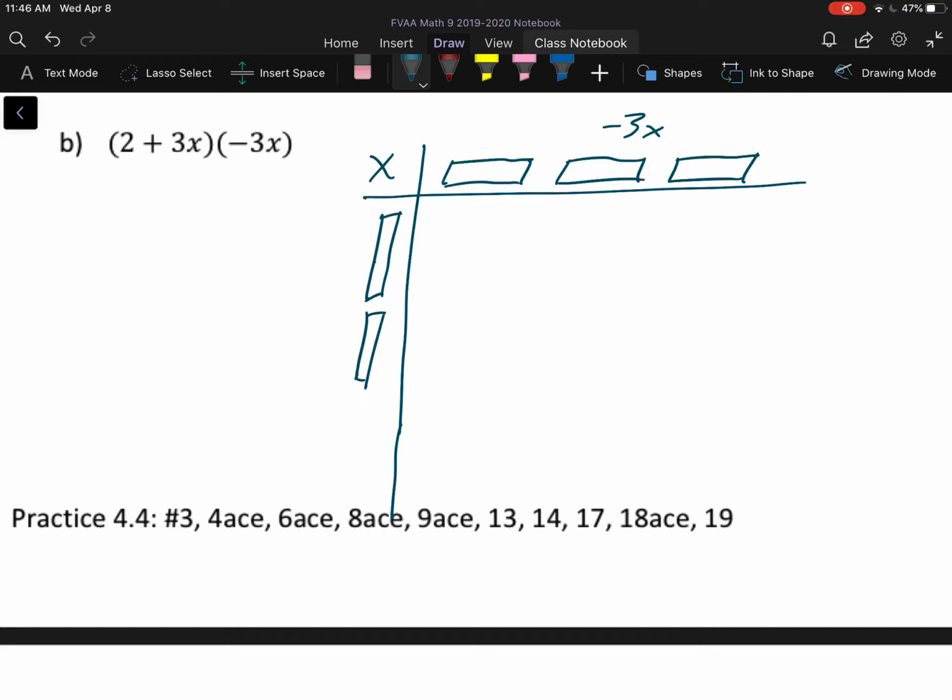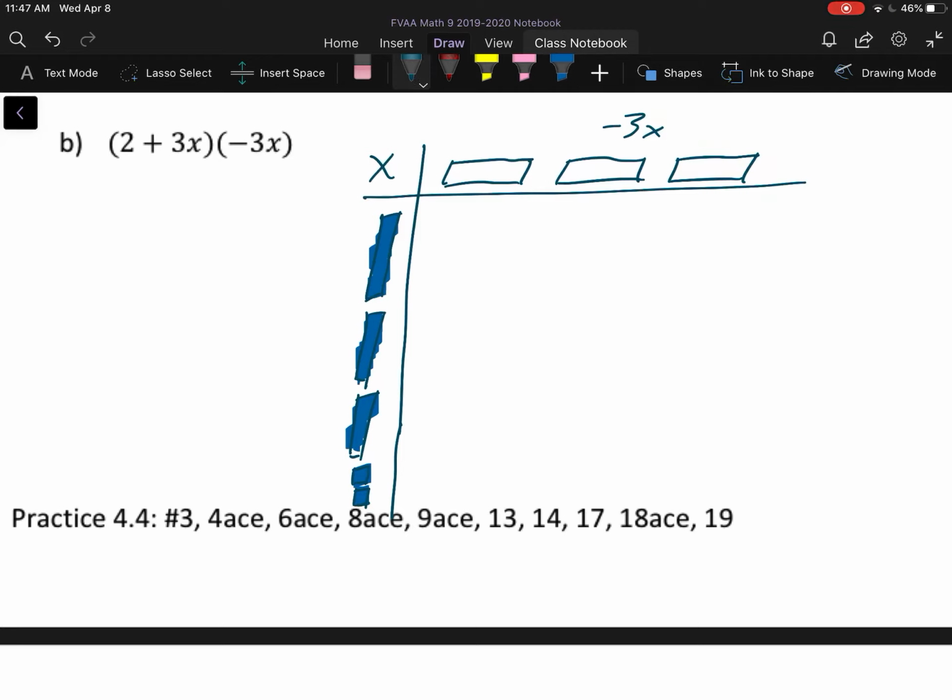1, 2, and then positive 2. 1, 2, 3, 1, 2. And shade these in. I need to not shade the top ones, just the side ones. The top ones are negative, so they stay open.